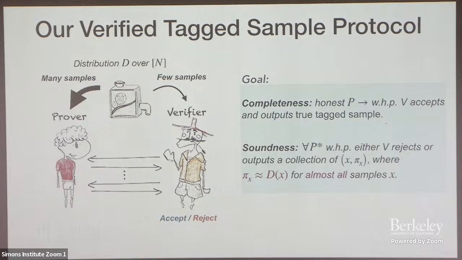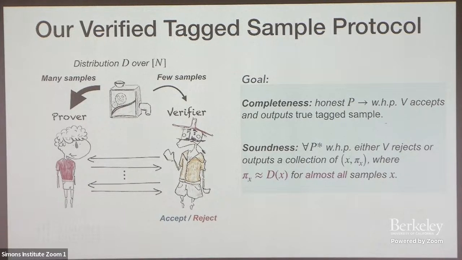And we'd also want that no matter how an even unbounded and cheating prover tries to lie, no matter what it does, then either the verifier will reject, or it will output a collection of tuples of x and some claim about the probability of x, where that claim is almost correct.